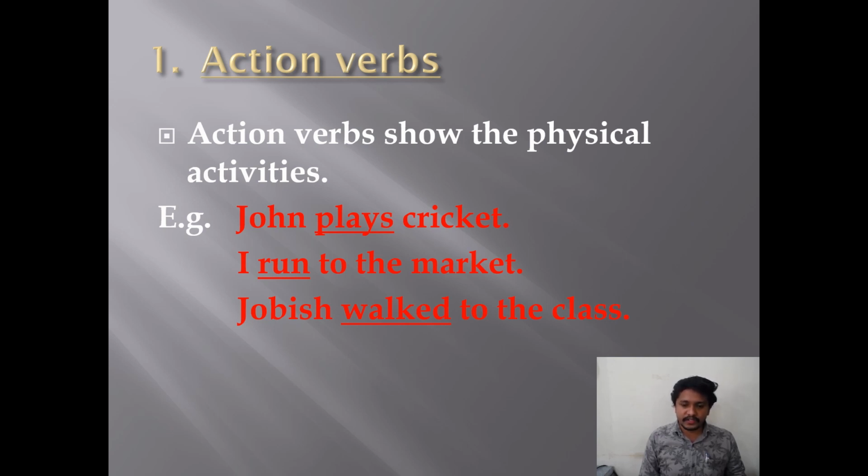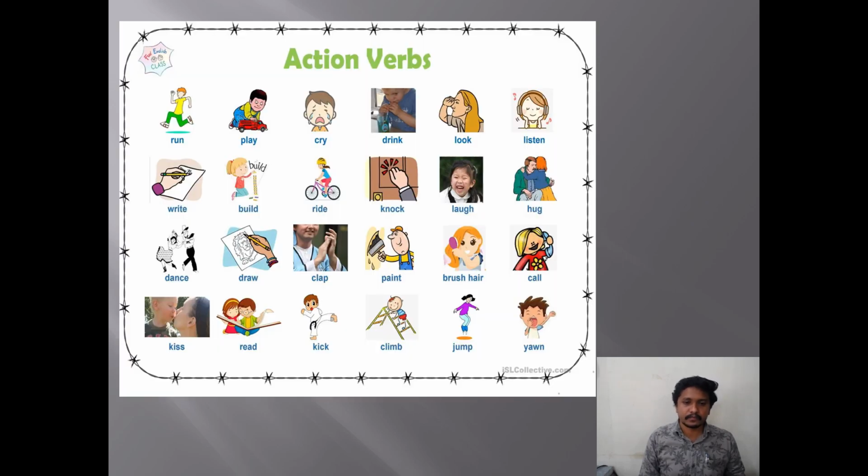So what all the physical activities are there? Those physical activities are called action verbs. See this picture: run, play, cry, drink, look, listen, write, build, ride, knock, laugh, hug. All things are physical activities. Okay, all the verbs which are shown in this picture are physical activities. So we can call these verbs as action verbs.